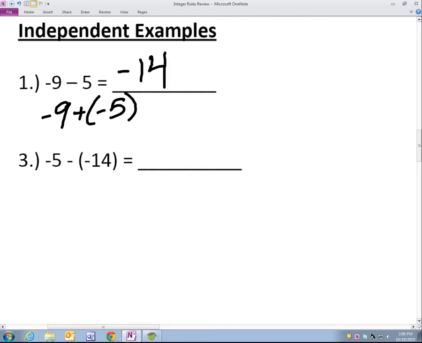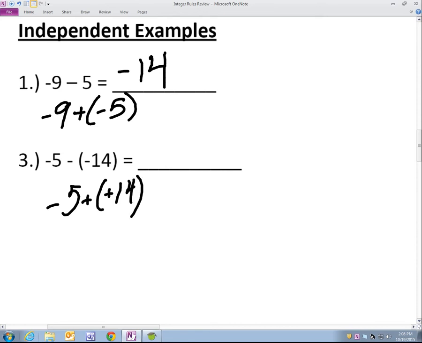It's not negative. Just two negatives, because we changed the sign from subtraction to positive. Then we have to change also the integer from being positive to negative, and that's what we did. That's the double change. Let's do it again. We keep, change, change.